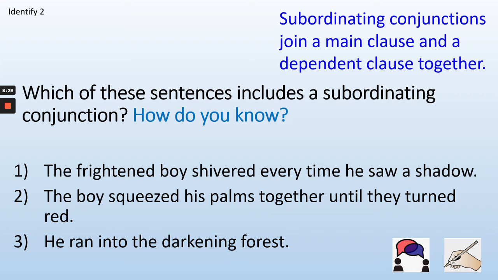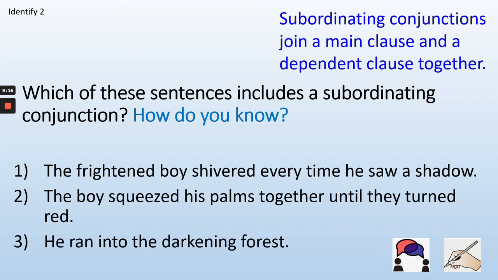Which of these sentences includes a subordinating conjunction? How do you know? Number 1, the frightened boy shivered every time he saw a shadow. Number 2, the boy squeezed his palms together until they turned red. Number 3, he ran into the darkening forest. On the piece of paper in front of you, write down 1, 2, and 3 and tick if the sentences have a subordinating conjunction. Cross if they don't. Press pause while you answer this question and press play when you're ready to continue.